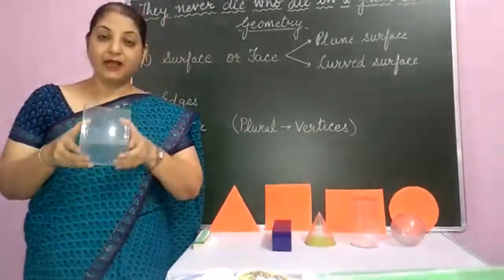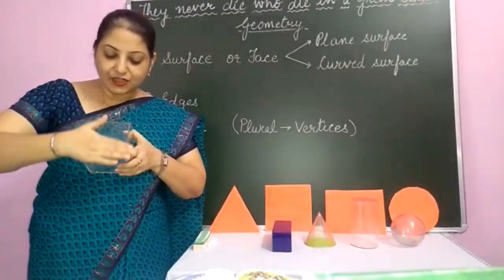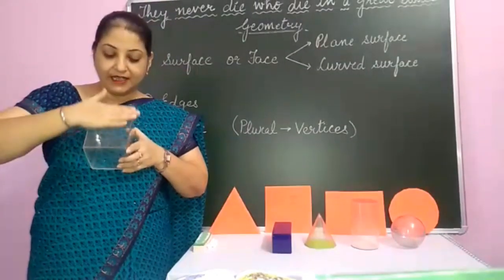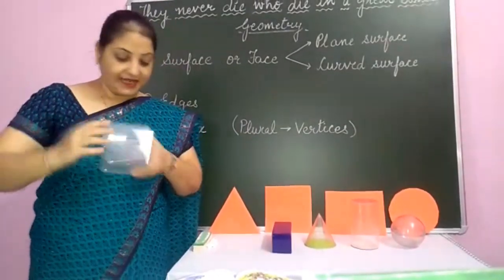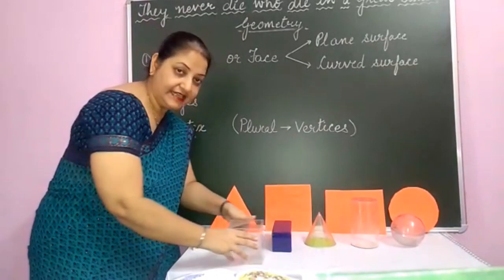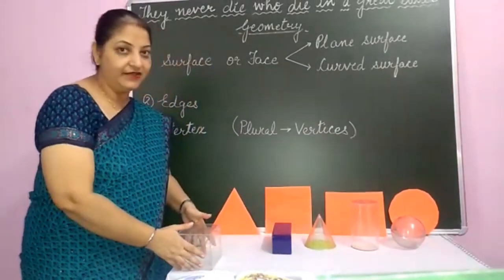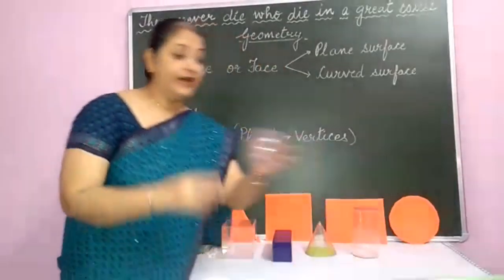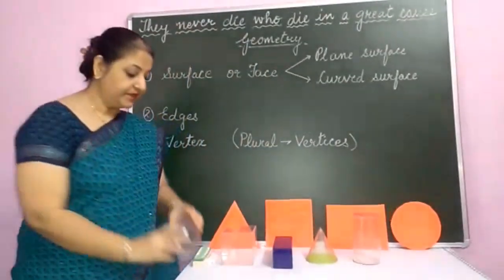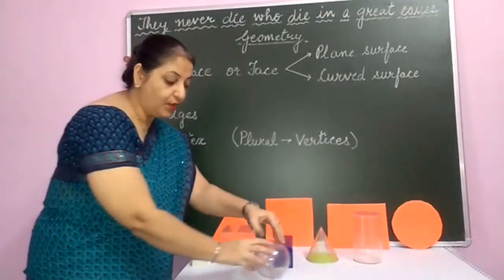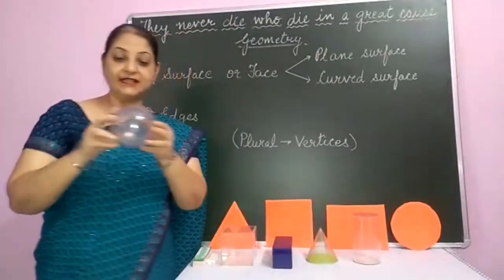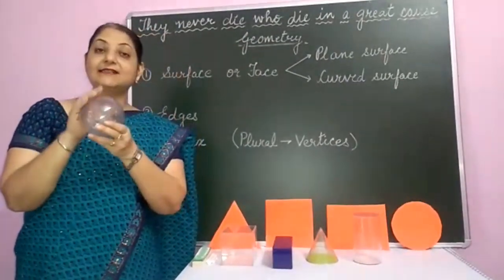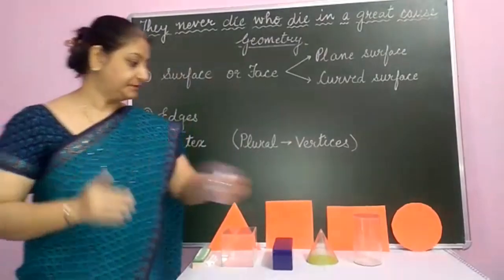Suppose I pick up this figure and I touch its side, it is plane. It can slide. Then we will say it has plane surface. But when I pick up this figure, its surface can roll down. It is rolling down. So, we will say its surface is curved.